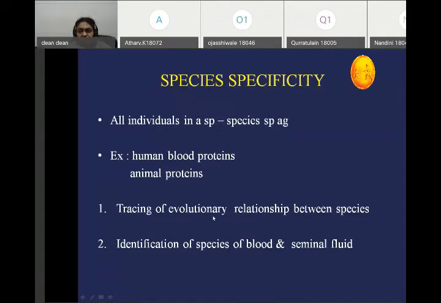All individuals in a species possess species-specific antigen. Examples are human blood proteins or animal proteins, and they can be helpful in tracing evolutionary relationship between species or identification of species from blood and seminal fluid.